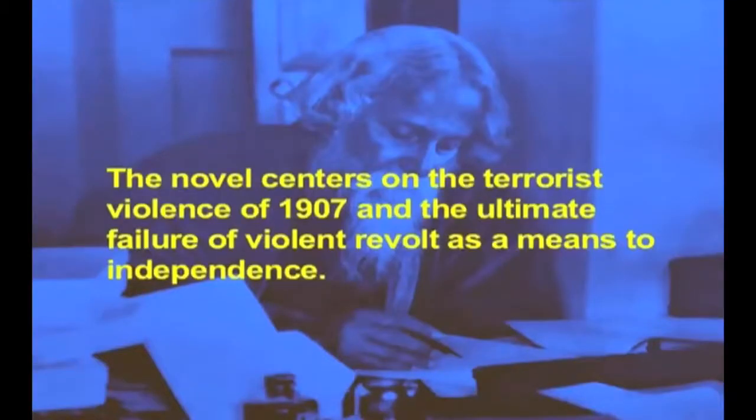The novel centers on the terrorist violence of 1907 and the ultimate failure of the violent revolt as a means to independence. At the same time, it also expresses Tagore's own ambivalent status, torn between home and the world, between the inner realm of art and the outer realm of spirituality and public action.